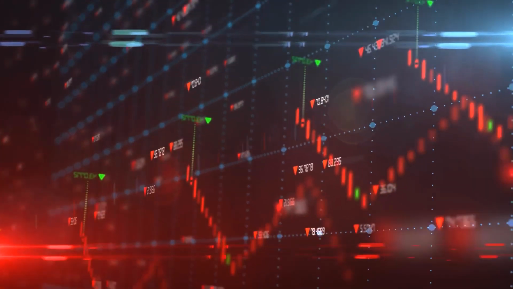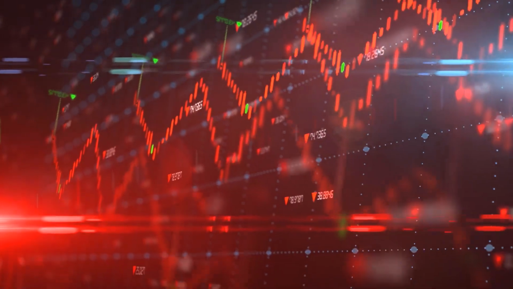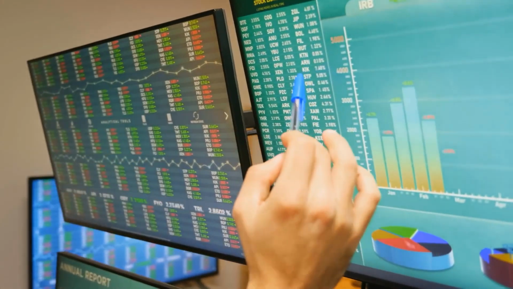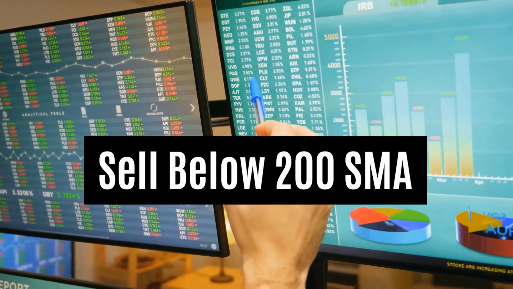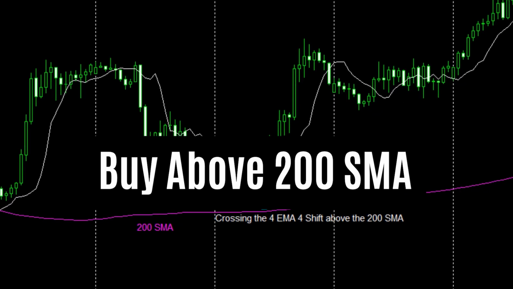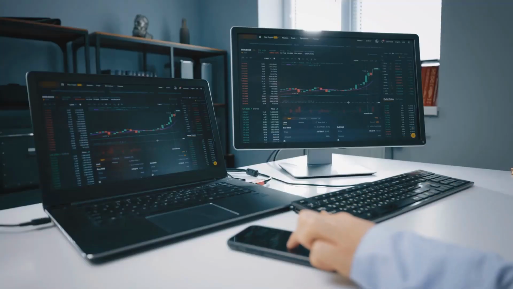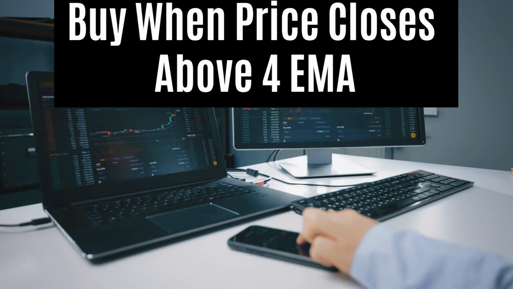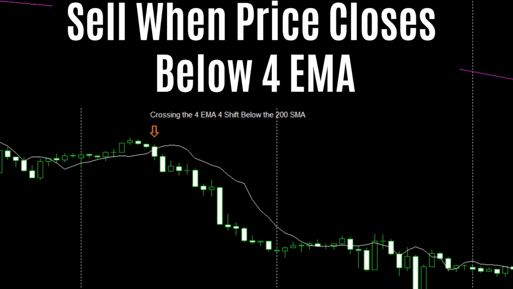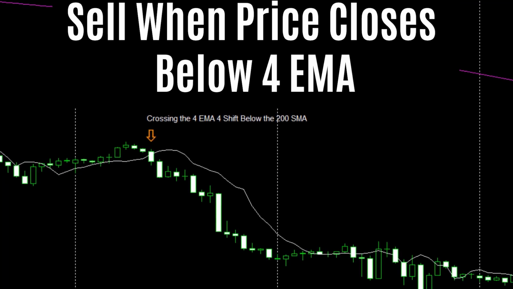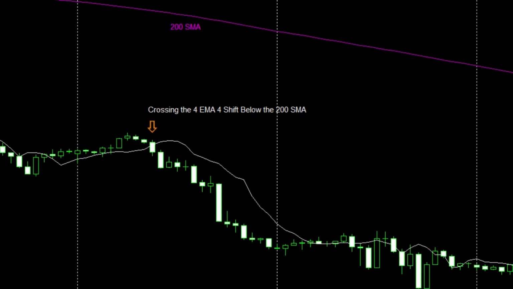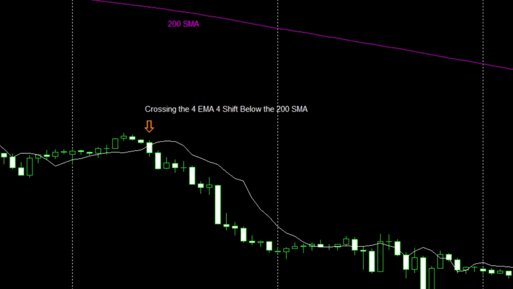The best way to use moving averages is to plot a 200 moving average and a 4 EMA with a shift value of 4. When price is below the 200 SMA, look for sell trades only. When price is above the 200 SMA, look for buy trades only. When price closes above the 4 EMA, when it is above the 200 simple moving average, look to buy. When it closes below the 4 EMA, when it is below the 200 SMA, look to sell. To increase your win rate, look for crosses on a larger time frame, then enter on the smaller time frames when a signal is given.